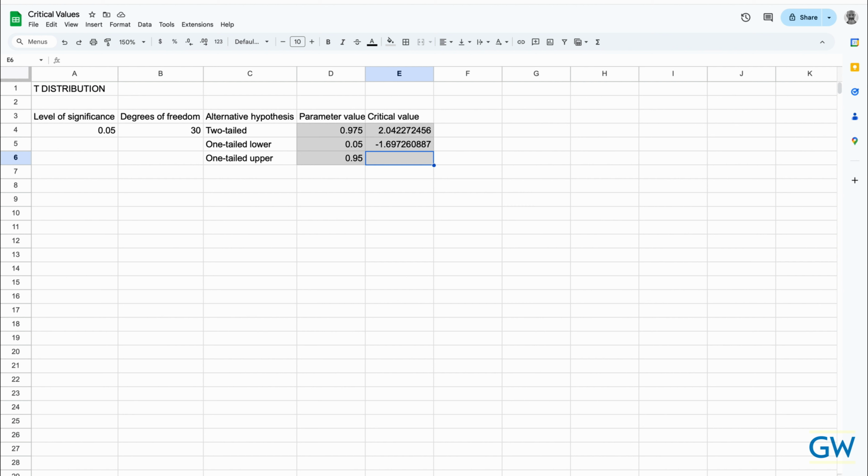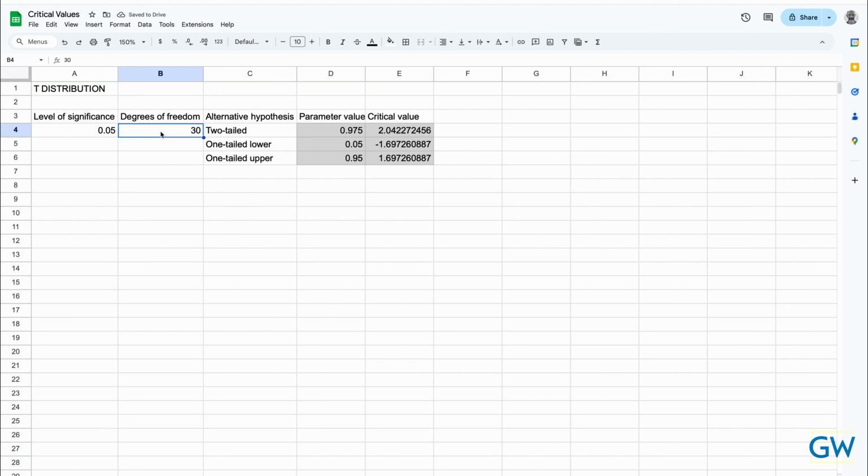But let's make sure that's going to equal t.inv, open parentheses. I'm going to click on this parameter 0.95, comma. As you can see there, it says degrees of freedom. I'm going to click on the 30. I'm going to close my parentheses. I'm going to hit enter, and there's my positive 1.697.